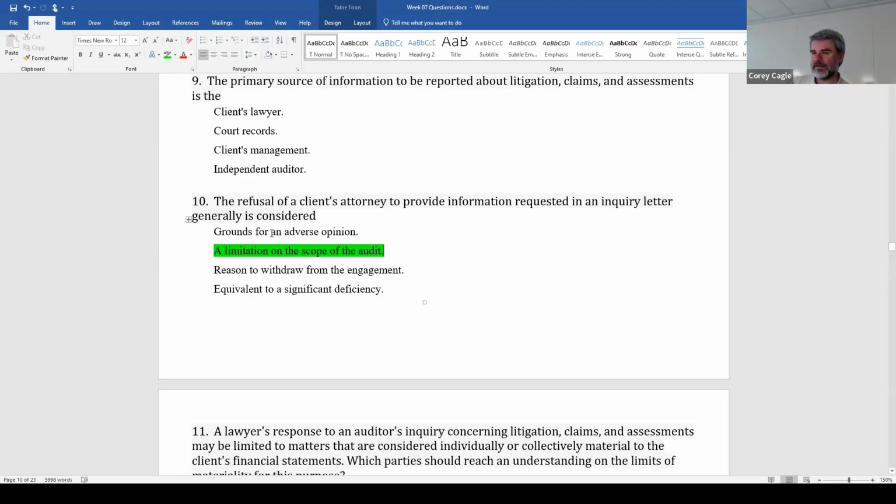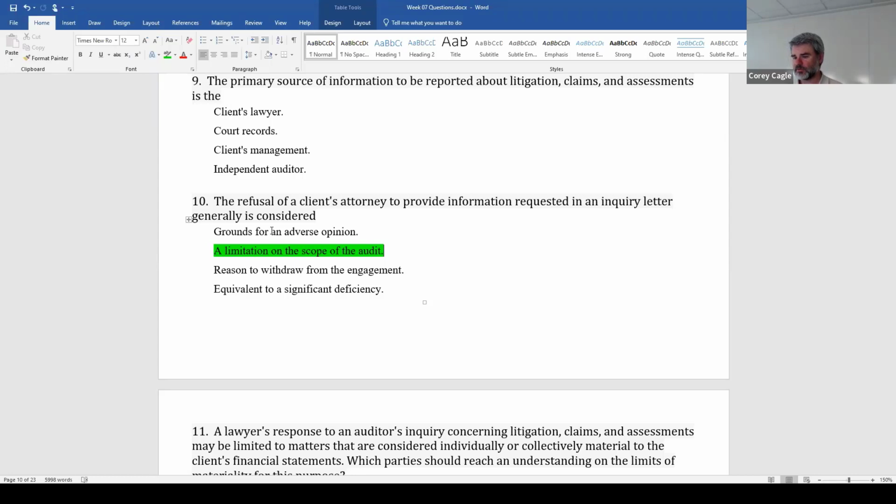And we haven't talked about adverse opinions yet, but this wouldn't be grounds for an adverse opinion. An adverse opinion means that we're saying these financial statements are not fairly stated in accordance with GAAP. Not having this letter would just be a limitation to our audit procedures. It wouldn't be evidence of a misstatement, right? More about that in a later section.